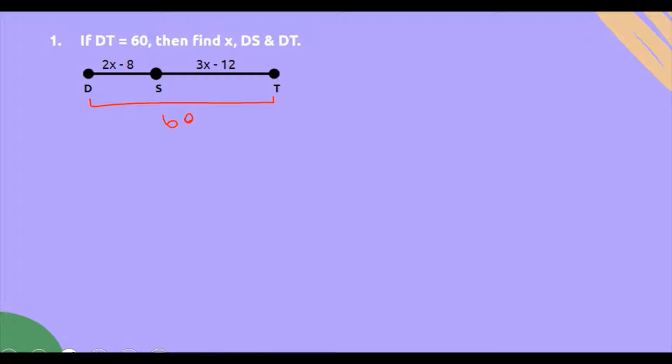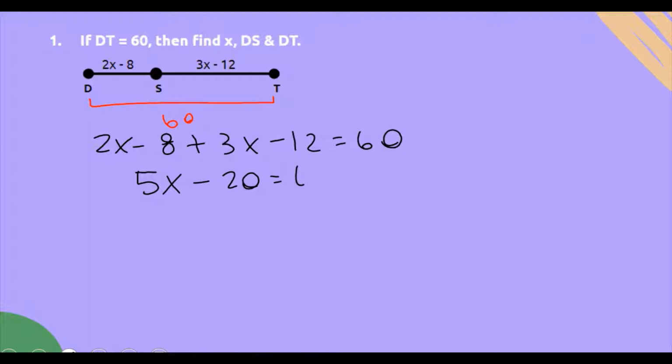All right, so to figure this out, first I'm going to add the two sections they originally gave me in the picture, and I'm going to set them equal to 60. Now I'm going to combine like terms. Add 20 and divide by 5. So x is equal to 16.